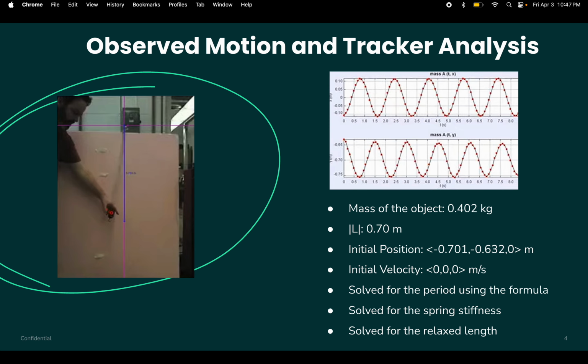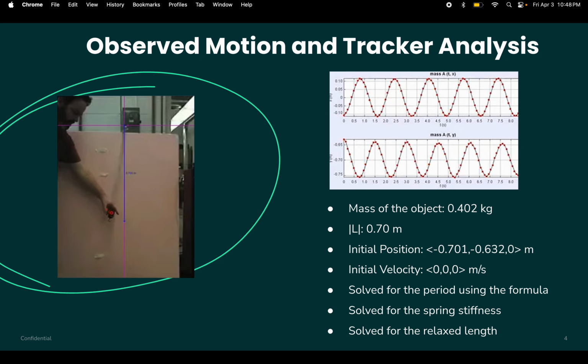For the experimental part of the lab, we used Tracker to analyze the motion of the mass. The mass of the object was about 0.402 kilograms, and the length of the system was about 0.7 meters. The object started at a specific initial position and had an initial velocity of 0, meaning it was released from rest. By tracking the object frame by frame, we were able to record its position over time, and from this data, we calculated several important values. One key value was the period of oscillation, which tells us how long it takes for the system to complete one full cycle of motion.